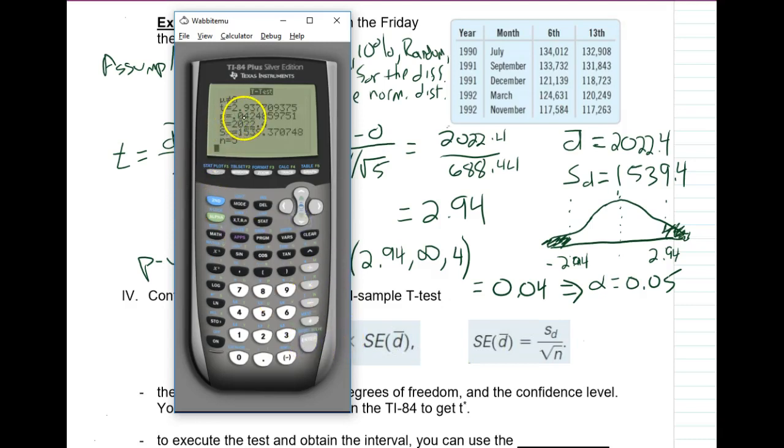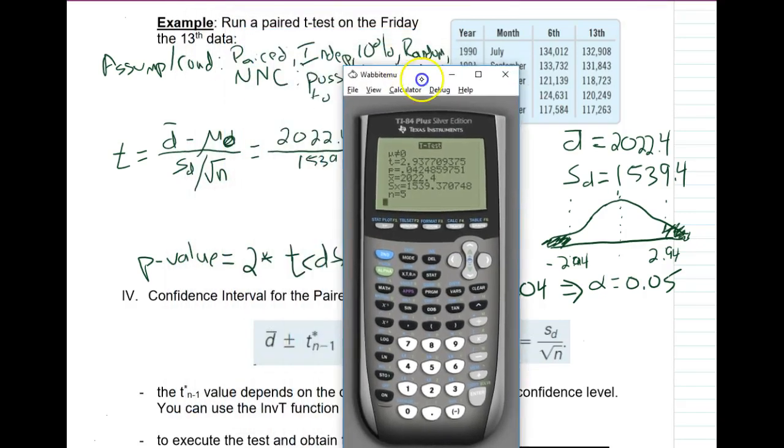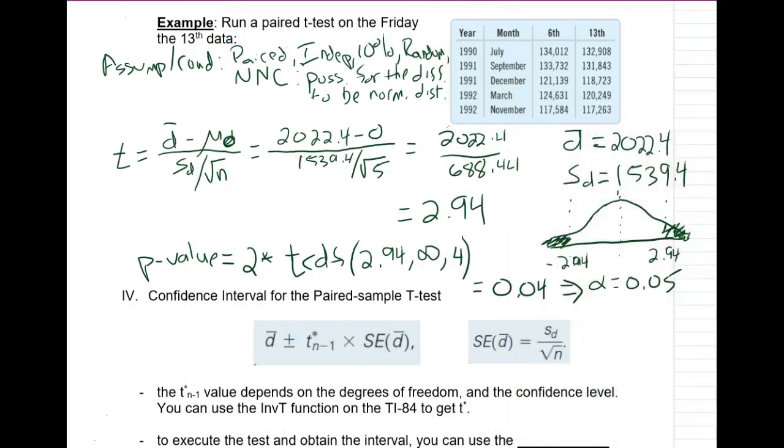And there it is. There's my p-value, 0.042, which is what we had gotten manually. So you can always run a one-sample t-test in about 30 seconds. But on our free response questions, we are going to be showing our work like this. Now, how do we do the confidence interval? Well, it's pretty much the same thing.